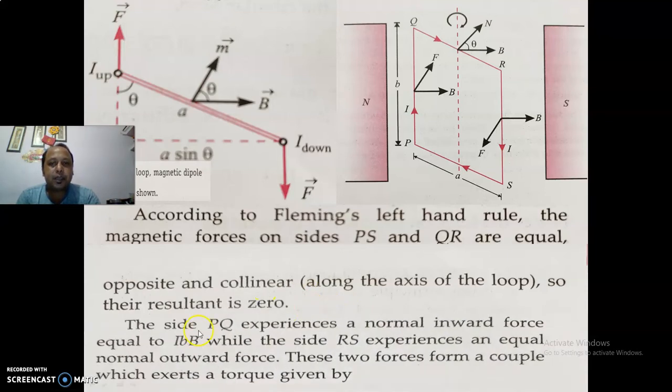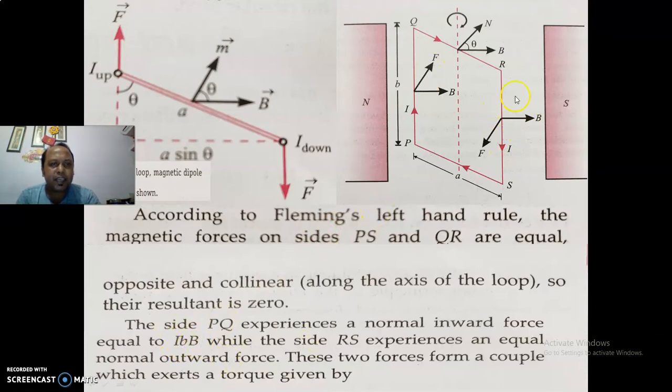But the side PQ experiences a normal inward force which is equal to ILB. This you need to understand. Here the value of force is, you know the formula, BIL sine theta. So it is B, I is the current, L is b here, small b, and sine 90 is 1. So it is BIL, or we can write IBL, whatever way it is.